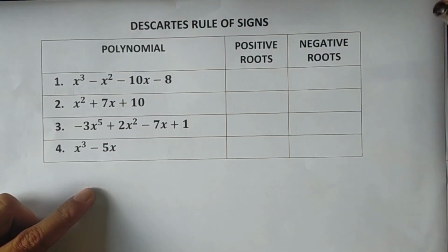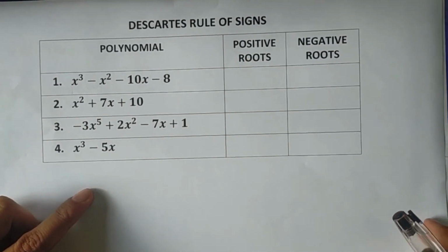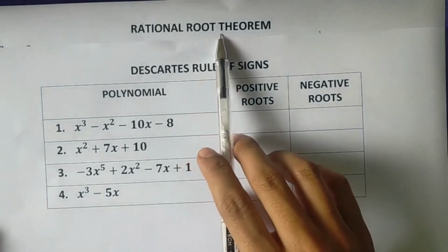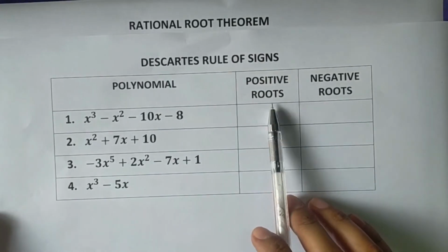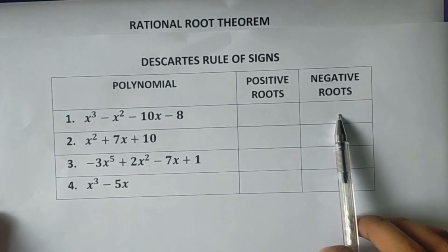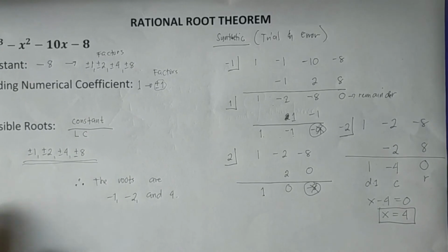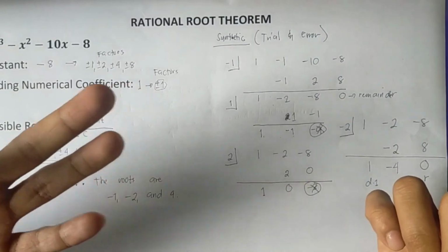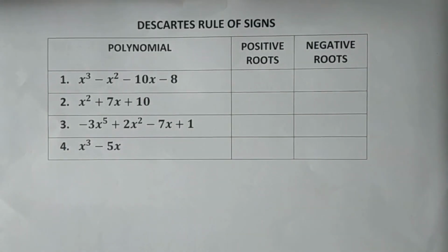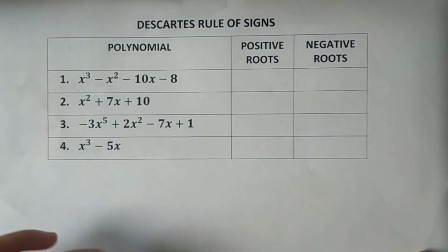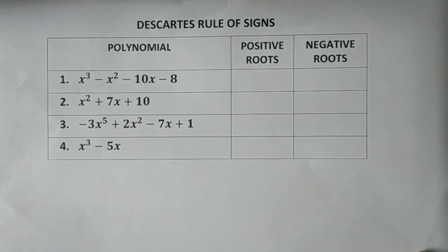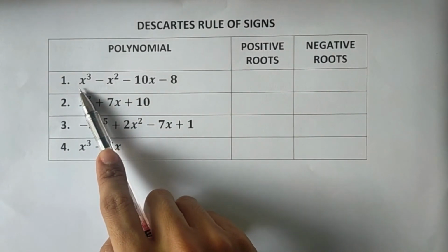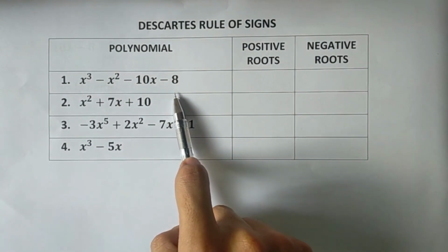Okay, this time I will teach you how to use Descartes' Rule of Signs. Descartes' Rule of Signs will help the rational root theorem to identify how many are positive roots and how many are negative roots. Because when we solved this one a while ago, it took us time to find the three roots, right? So how do we identify how many are positive roots and negative roots in a given polynomial using Descartes' Rule of Signs? For instance, number 1, we have here x cubed minus x squared minus 10x minus 8.